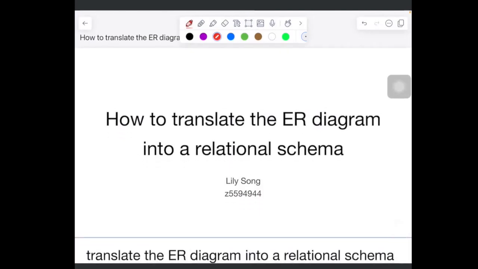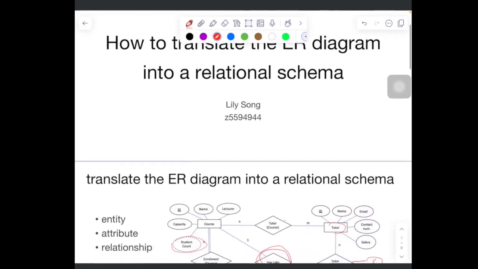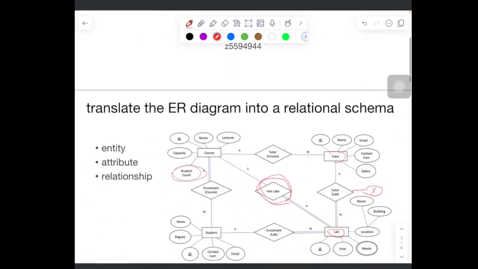So today we're going to look at how to translate the ER diagram into a relational schema. This kind of exercise very frequently occurs in the exercises and exam. So it's very important, and make sure you can understand what I'm going to say. Basically, we have three steps to do when we translate the ER diagram into a relational schema.